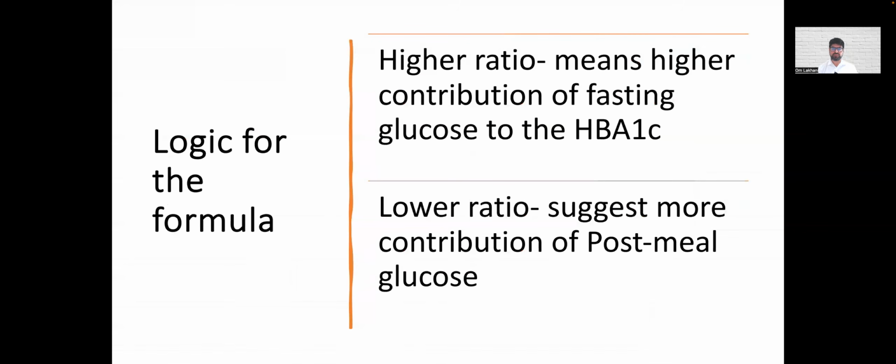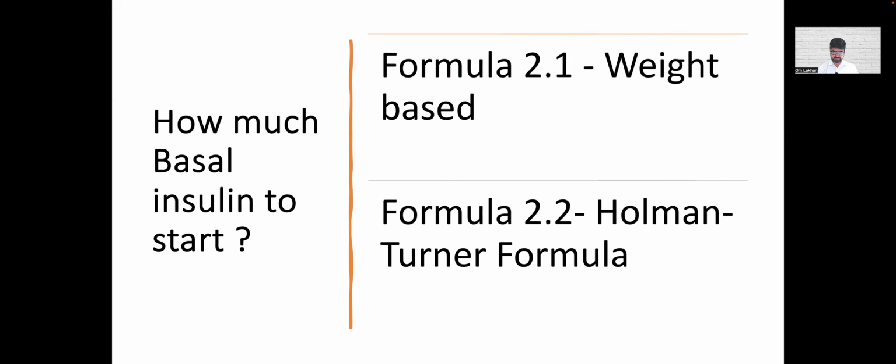Now, the logic for this is very simple. The higher ratio means that there is a higher contribution of the fasting sugar to the overall HbA1c, whereas if the ratio is lower, it is suggestive of more of the post-meal glucose contributing to the overall HbA1c. So in this scenario, it is very useful for us to calculate this formula and use the right type of insulin in our practice.